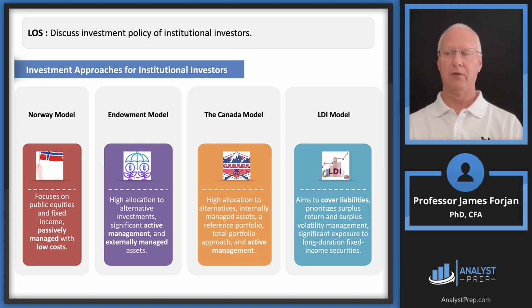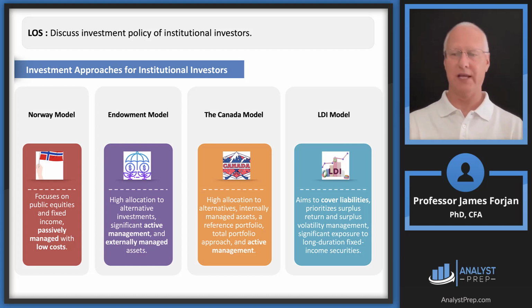The Canadian model is similar to the endowment model in that it has lots and lots of allocation to hedge funds and private equity. However, internally managed assets that are actively managed. So remember the difference between endowment and the Canadian model, external versus internal. And then this is what we've been saying for some time here in this recording, the liability-driven investment model. This is taking a look at the difference between the right-hand side and the left-hand side of the balance sheet. And so notice what word we have in there: long duration fixed income securities.